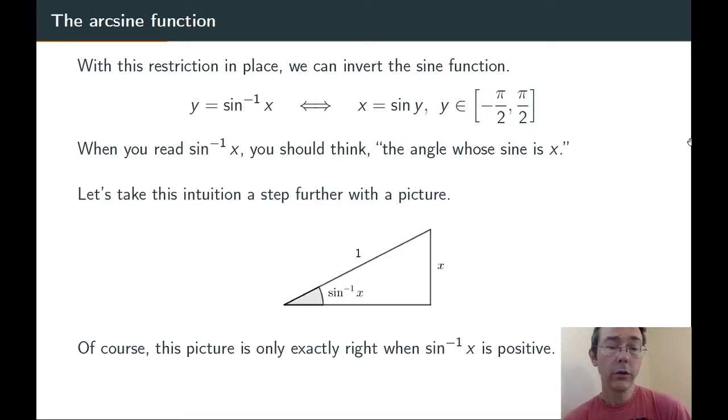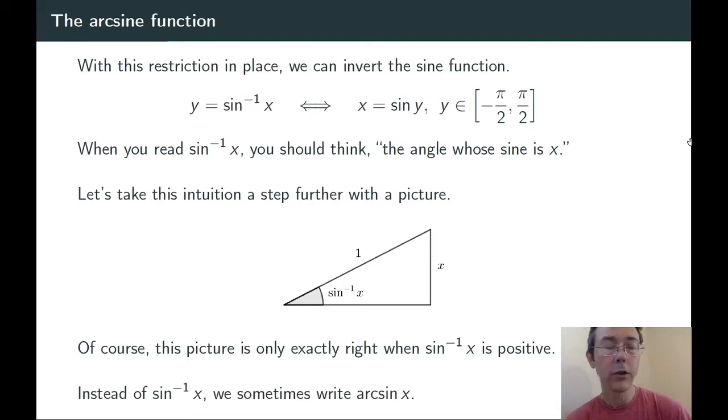With that intuition in mind, we can draw pictures. When you see sine inverse of x, you can think about an angle in a right triangle whose opposite over hypotenuse has a ratio of x over 1, or x. That triangle specifically, though, of course, only makes sense when the inverse sine is positive, when that angle is positive. If it's negative, you have to draw it on a unit circle.